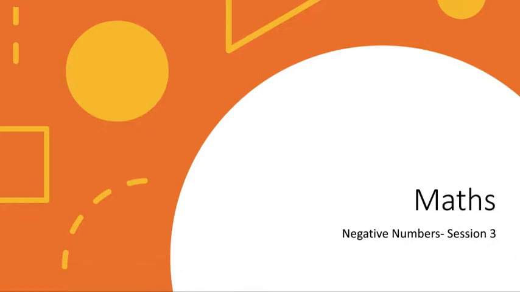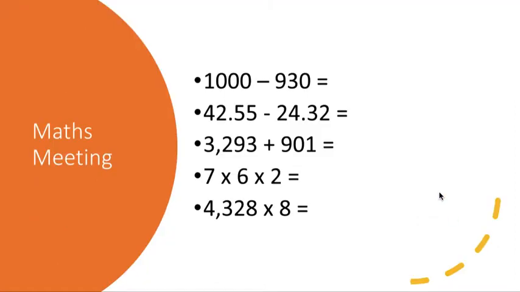First of all, let's start as usual with our maths meeting. 1000 take away 930. You can use a counting on method or you could use column subtraction. And 42.55 take away 24.32. Go for column subtraction for this, making sure you line up the decimal points. Column addition, 4-digit number plus a 3-digit number.